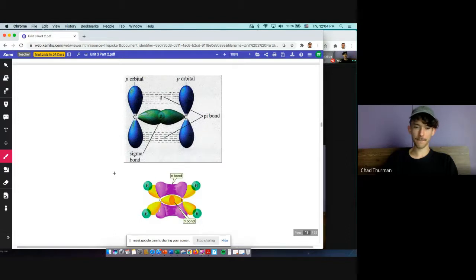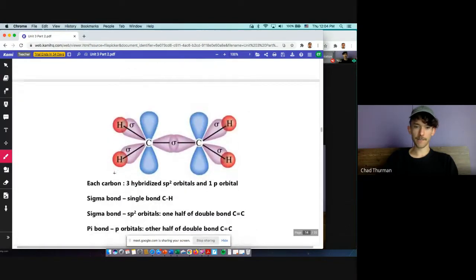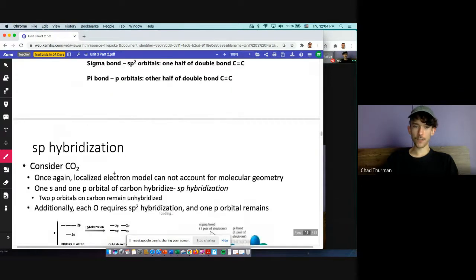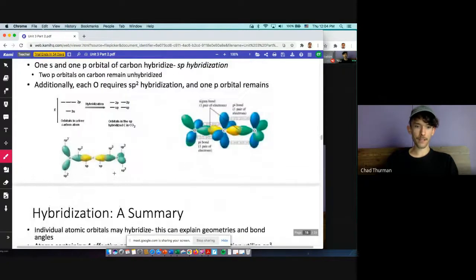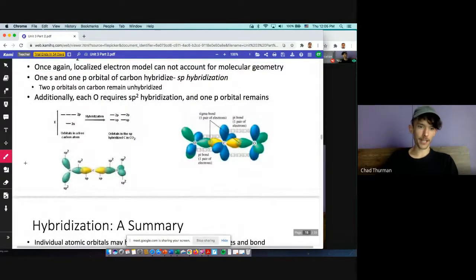All right. And then we can keep going with sp hybridization. So here's a picture of that. This is carbon dioxide, CO2, which we've already seen. We said that each of the oxygens will utilize sp2 hybridization. So they have 3 sp2 orbitals because they need 3 places to put their electrons. Carbon, though, is just going to use sp hybridization, 2 electron domains.